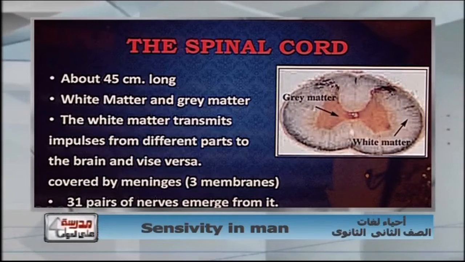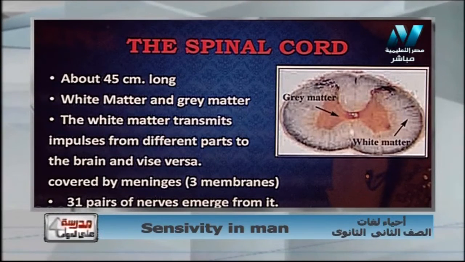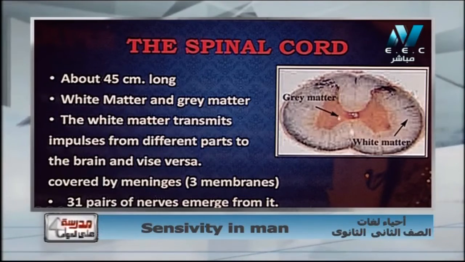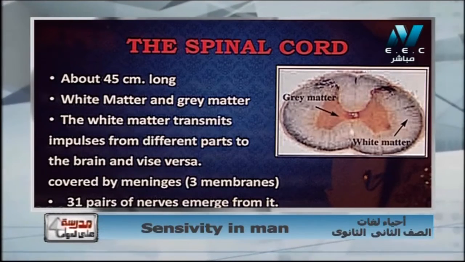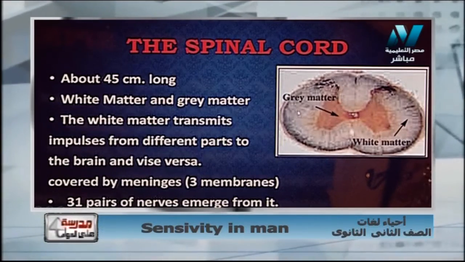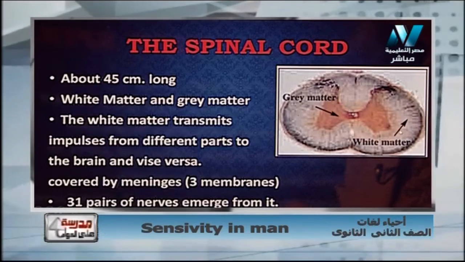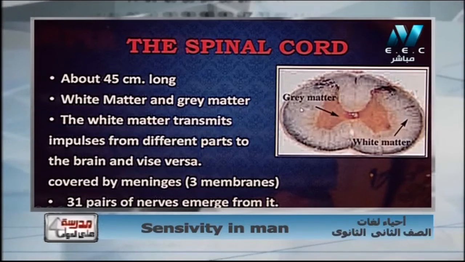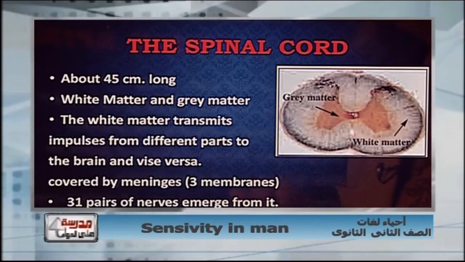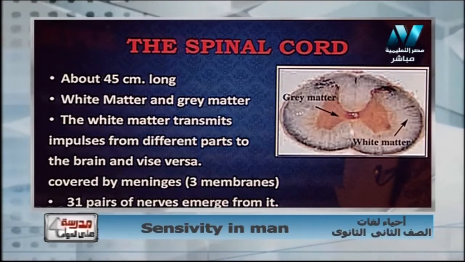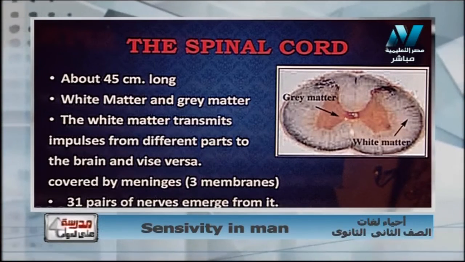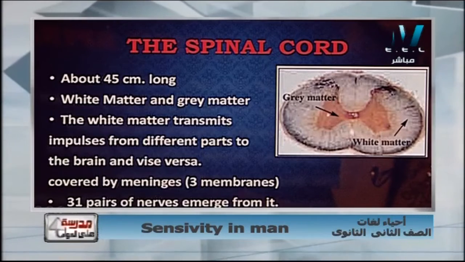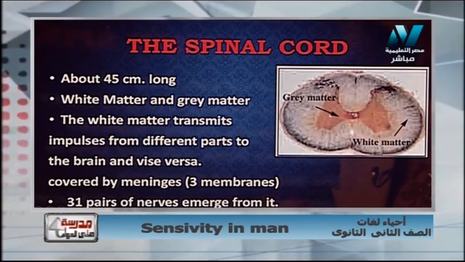The H-shaped part in the center of the spinal cord shows the gray matter, and the white matter is present outside. The white matter is responsible for the transmission of impulses from different parts of the body to the brain and vice versa, while the gray matter contains the connector neuron and connects between the sensory and motor neurons.